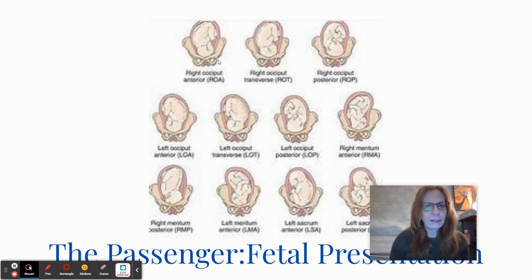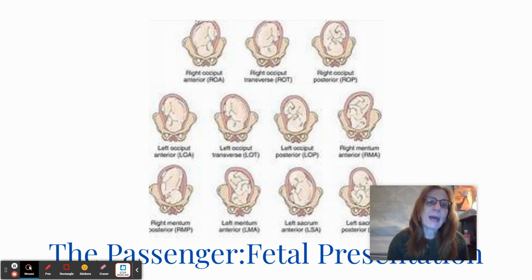For the rest of that designation, you're going to have to look at mom's pelvis. So where the symphysis pubis is, that is the anterior. Where the sacrum is, mom's sacrum, and the coccyx, that is posterior. So where is the occiput? Well, in this picture, we have the occiput, and it's anterior. And the baby's on mom's right, which will be our left if we're facing her, right?